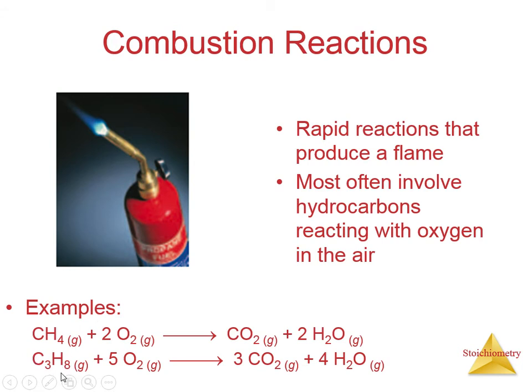This is propane. This is what you would have like in this little picture here. This is a propane torch. Propane is usually used in your barbecue grills in your backyard. This is the combustion of propane. You need 5 oxygens and you get carbon dioxide and water in combustion reactions as well.